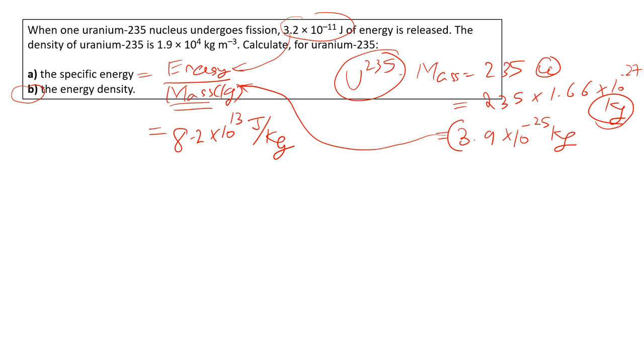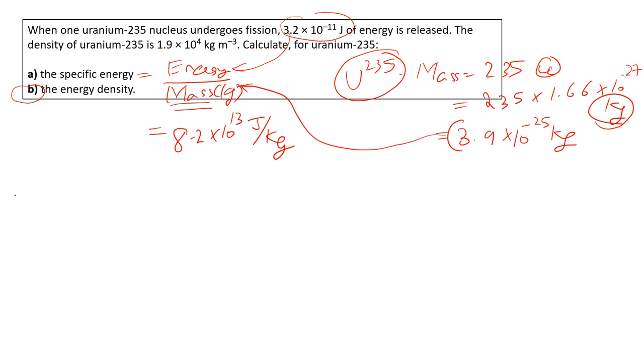1.56 into 10 power 18. Yes, that is also correct. So could you explain how you did that? Yes, sir. What I did was I used the formula: the density is equal to the energy density upon the specific energy. Since we had the density and specific energy, we can find the energy density.